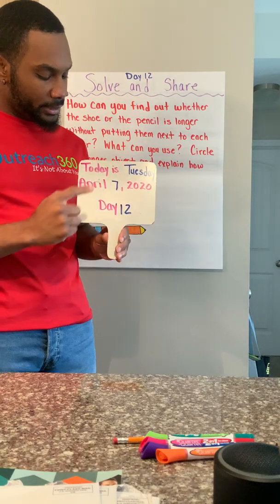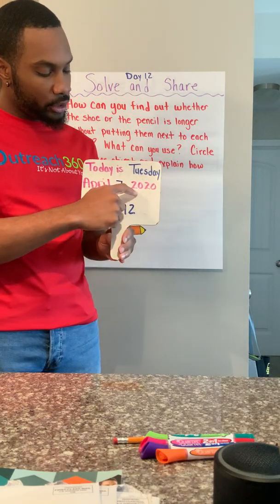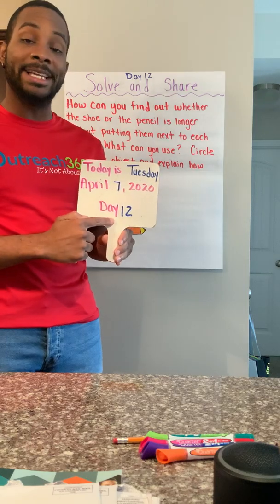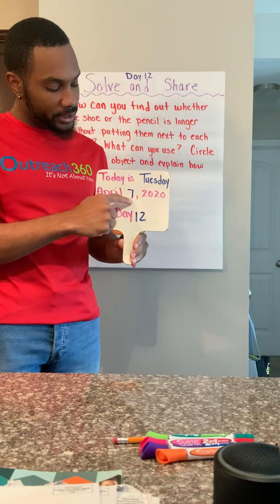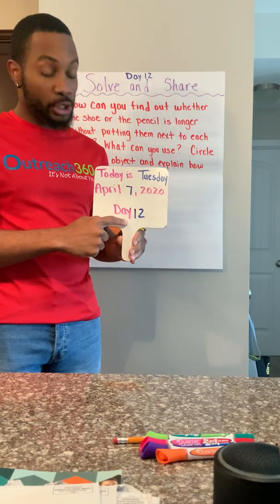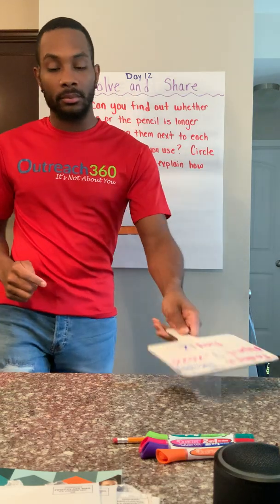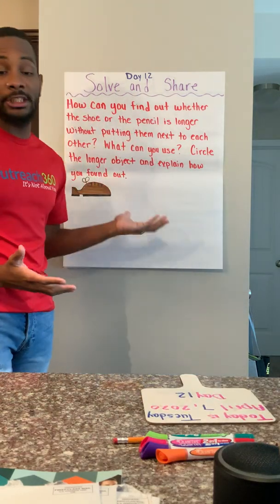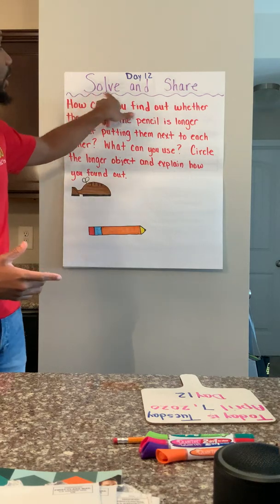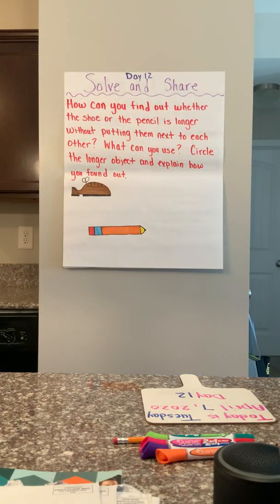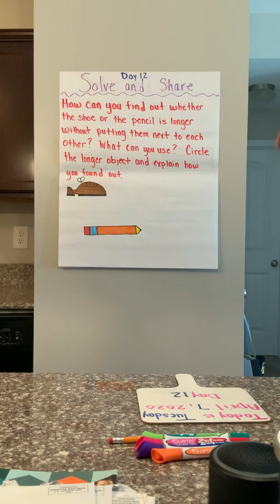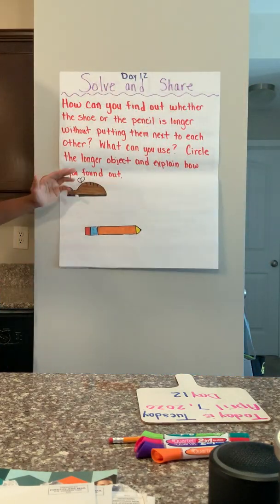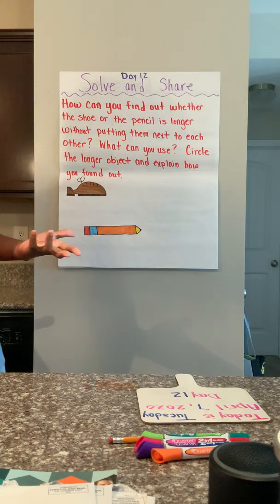Today is Tuesday, April the 7th, 2020, and we're on day 12. So today we're going to continue talking about measurements, and like I mentioned earlier, we're doing the solve and share from day 12. As you can see, my problem matches yours. I drew a shoe and a pencil, which are still the two objects on your sheet of paper.